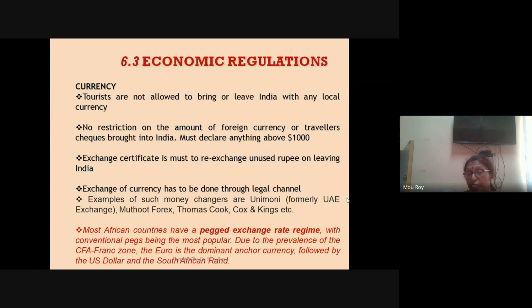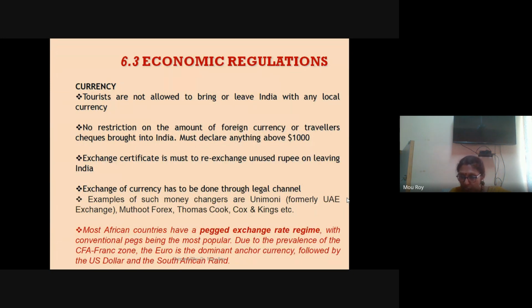And this is also very important: when you exchange your currencies, you also get a certificate. The exchange certificate is a must to re-exchange unused rupees on leaving India. Suppose you are coming from your country and you want to exchange currency. Every day the value of the currency changes, and it is decided by the Reserve Bank of India. I'm giving an example: today the dollar rate is 80, tomorrow it will be 81, yesterday it was 79. So it keeps on changing.